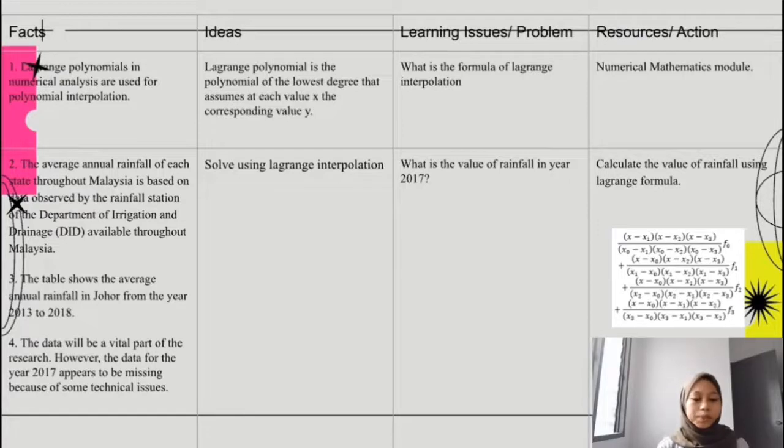For this problem, we analyzed that the question is: what is the value of rainfall in the year 2017? So we solve this problem by calculating the value of rainfall using the Lagrange formula.